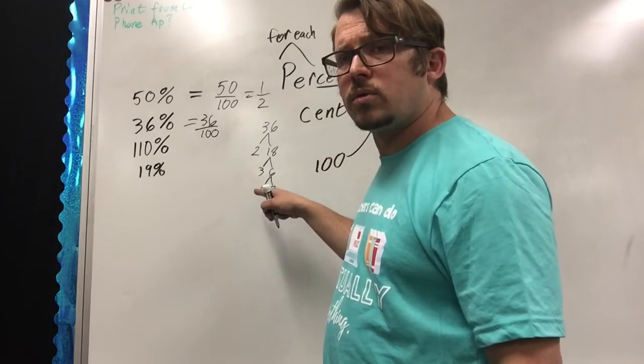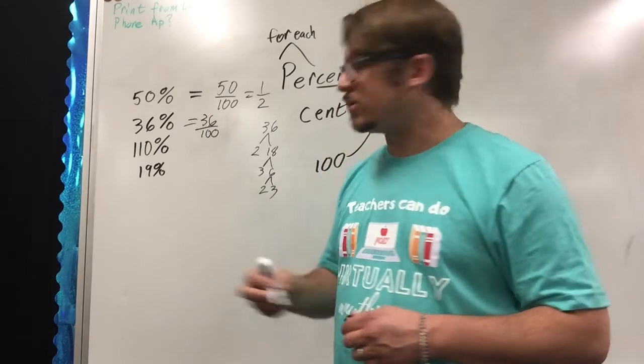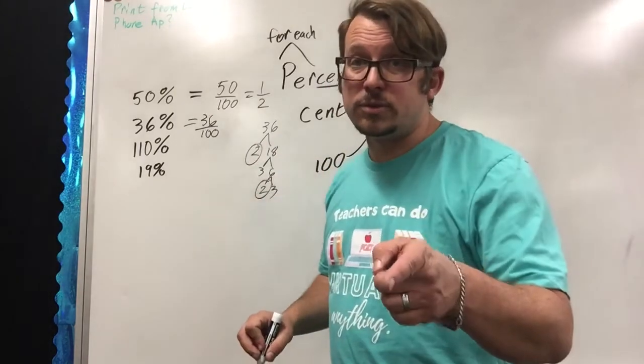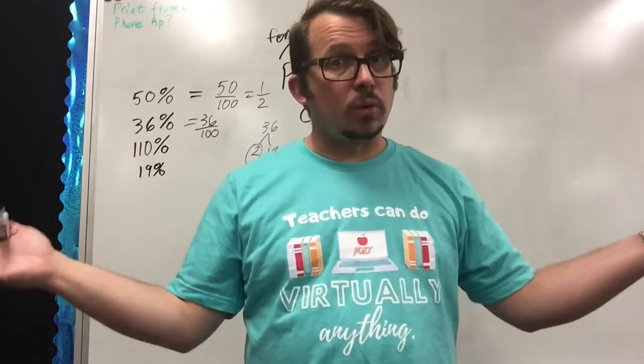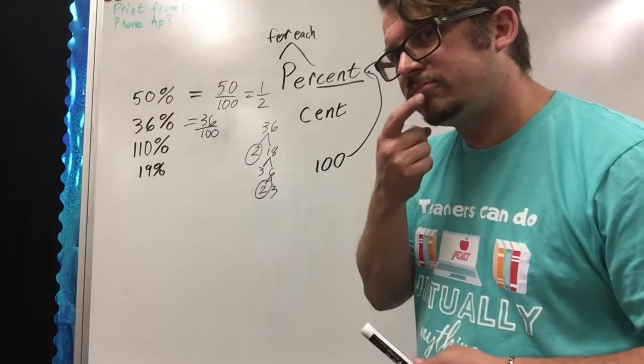How does this work with 100? Well, let's think this through. 2 2s. 2 times 2 is 4. And how many quarters are in a dollar? 4.